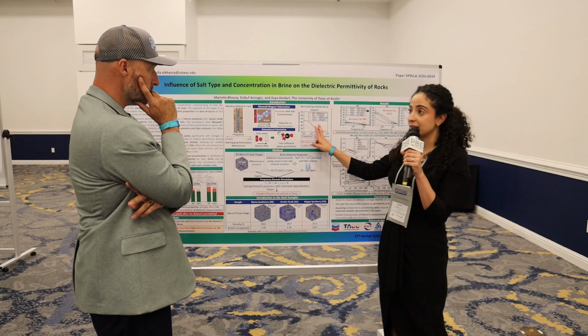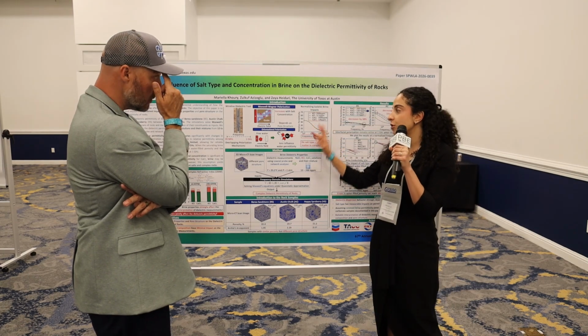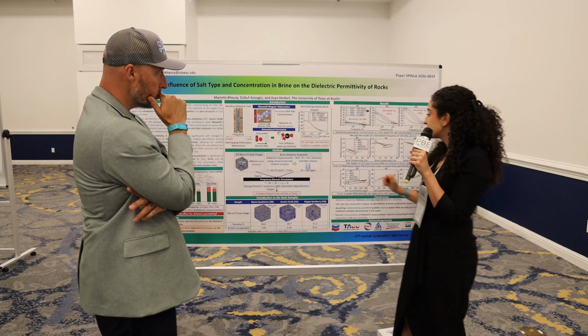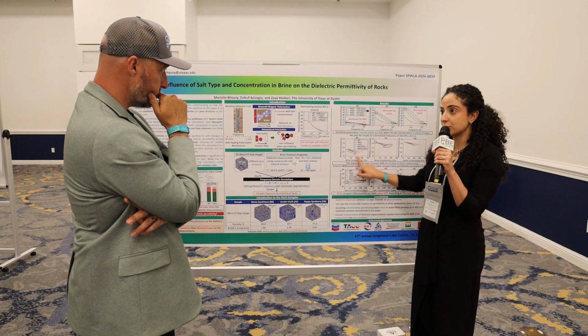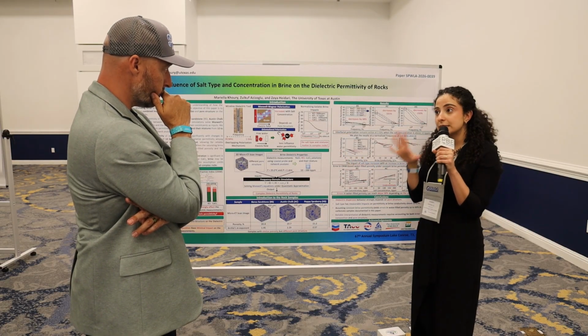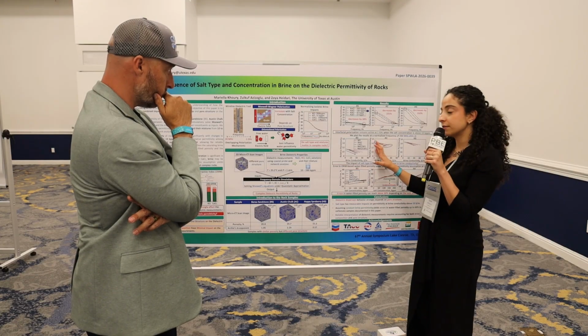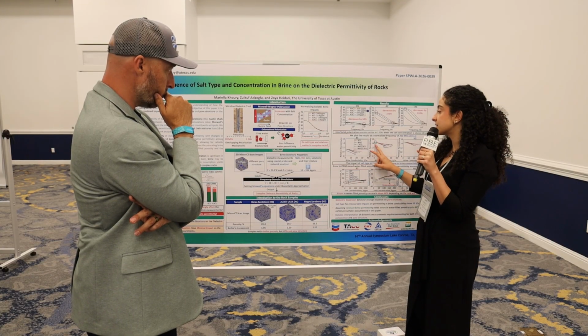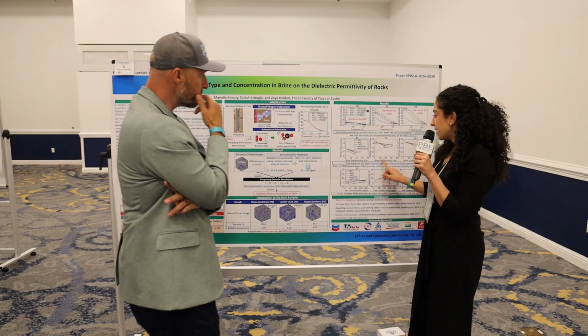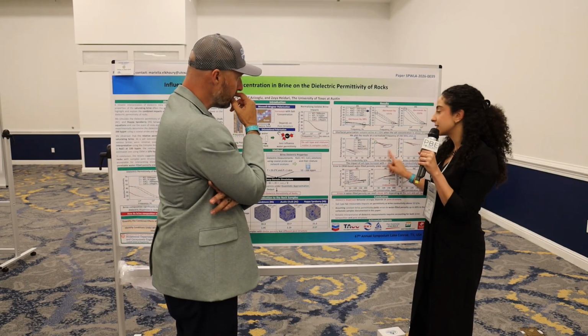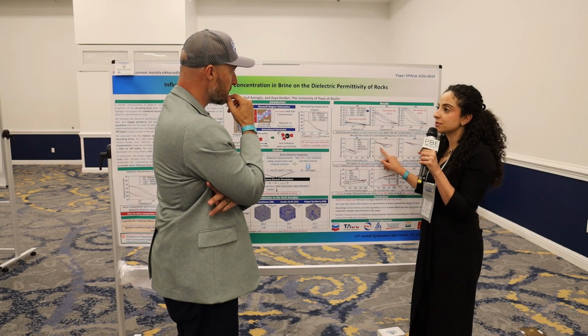Now we apply the normalization for brine impacts that I explained before. And what we see is that the relative permittivity decreases with brine conductivity. But what's interesting is that at low brine conductivity, relative permittivity is not so sensitive to salt type. However, as brine conductivity starts increasing, we have more impact from the salt type.